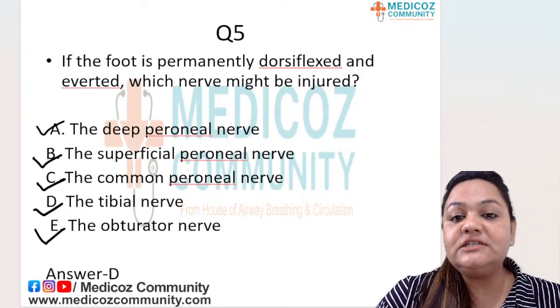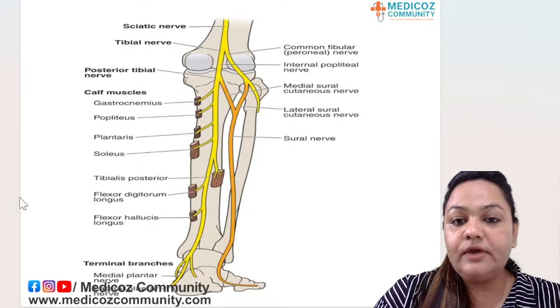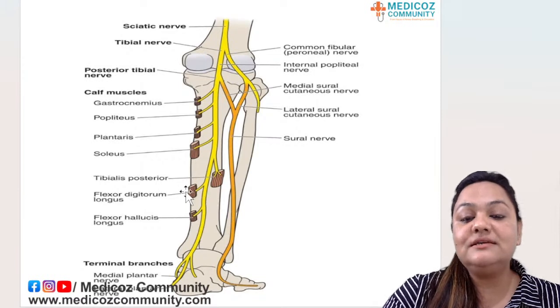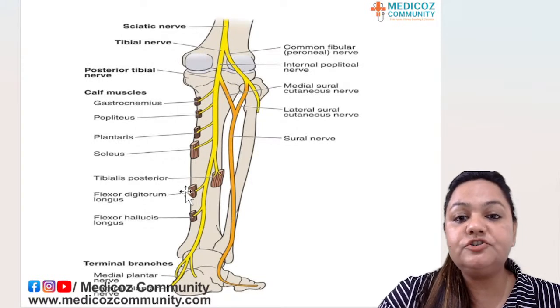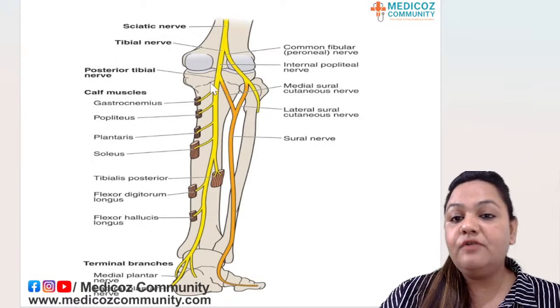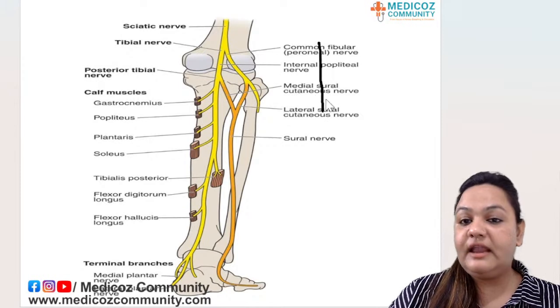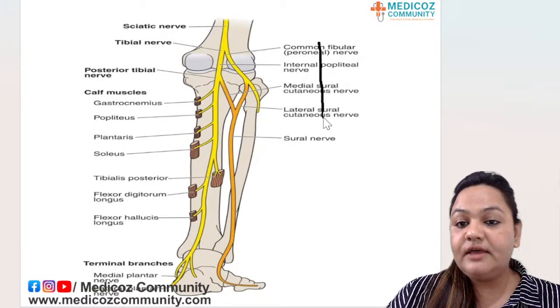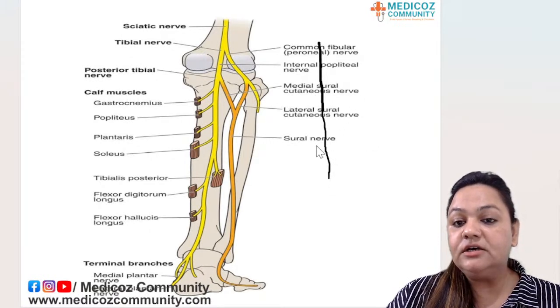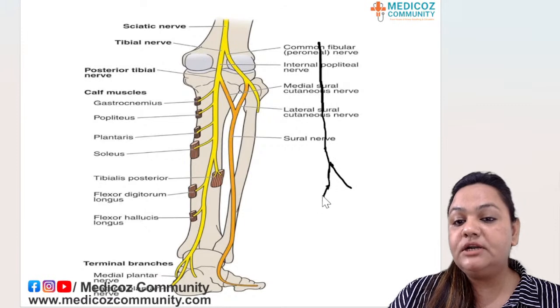For that, we just need to look into the nerve supply of the lower limb. Here you can see this diagram showing the nerve supply, and we all know there is a nerve called the sciatic nerve in the posterior compartment of the leg. When the sciatic nerve comes to the popliteal fossa, at this level it divides into 2 terminal divisions.